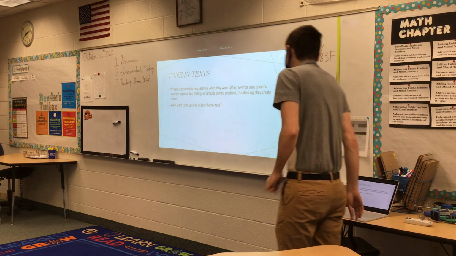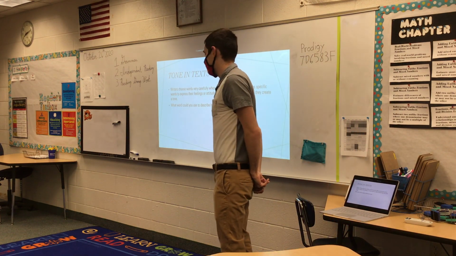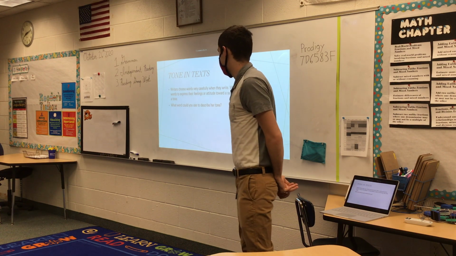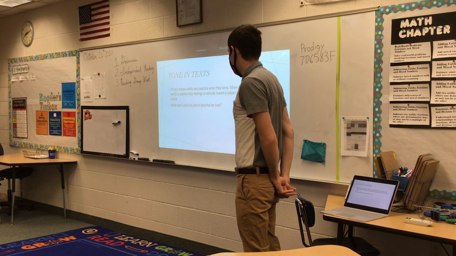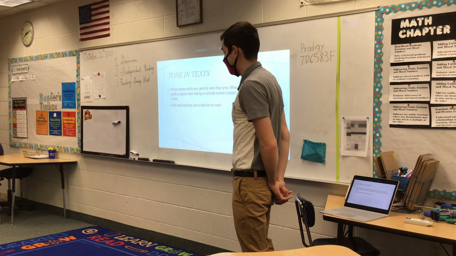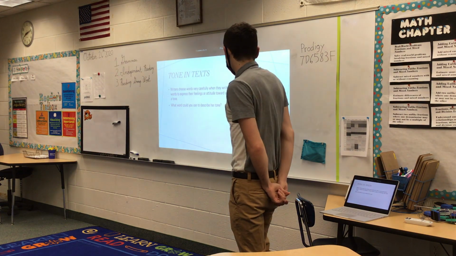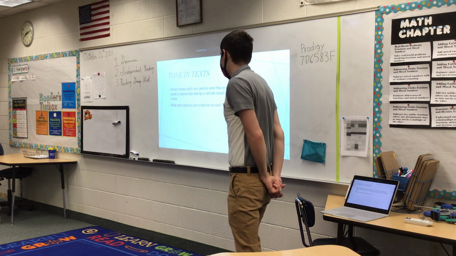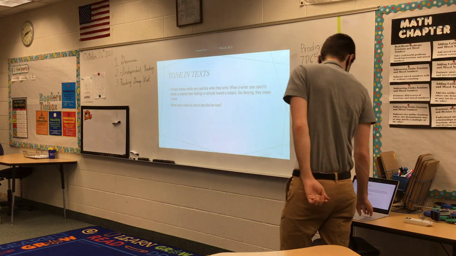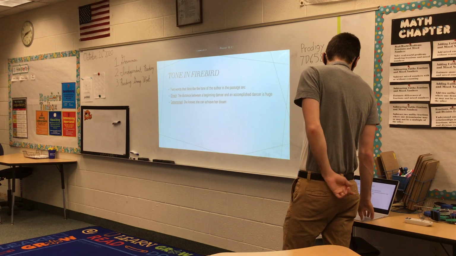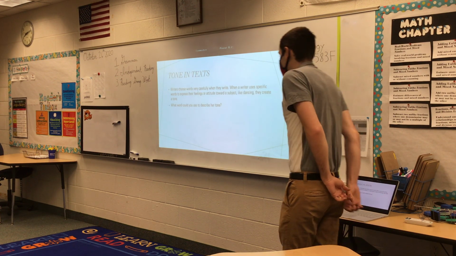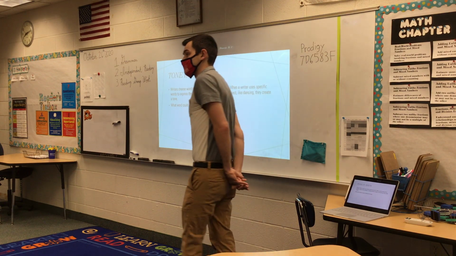Okay. Writers choose words very carefully when they write. When a writer uses specific words to express their feelings or attitude toward a subject, like dancing in this case, they create a tone. What word could you use to describe her tone? So, I used the words direct and determined. What do you think? What kind of words would you use to describe her tone?